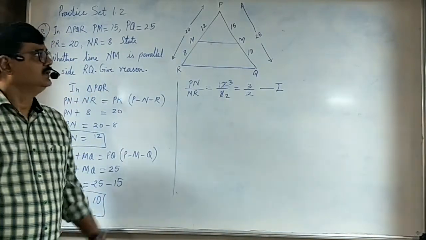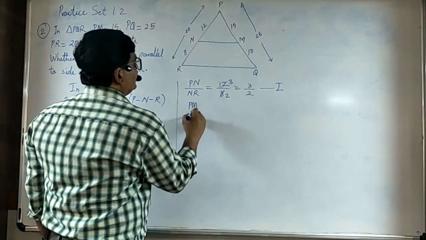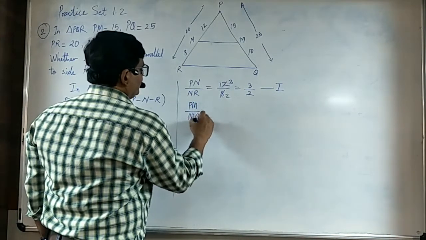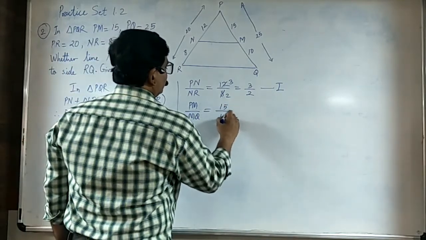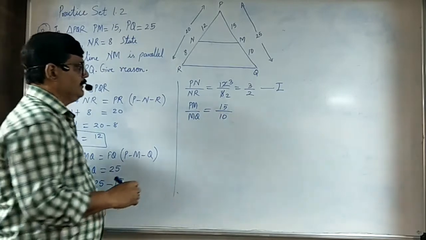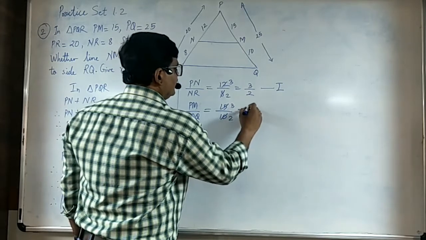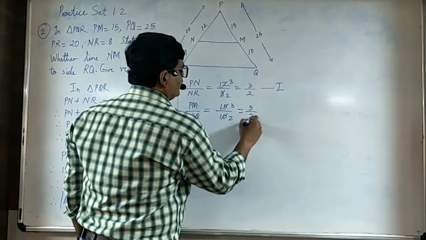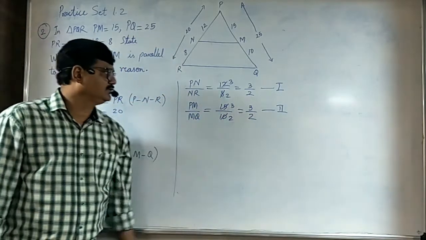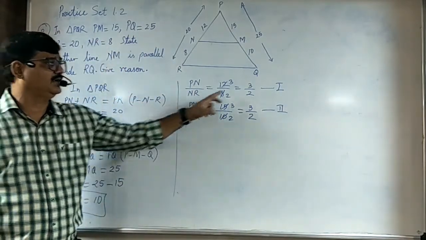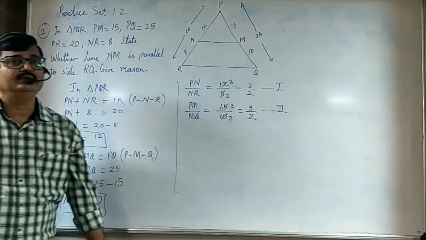Same way, go to the other side and check the ratio of PM upon MQ. Here PM is 15 and MQ is 10. 5 3s are 15 and 5 2s are 10. So the ratio I'm getting is 3 upon 2. So you got the ratio PN upon NR equal to 3 upon 2, and PM upon MQ also equal to 3 upon 2.